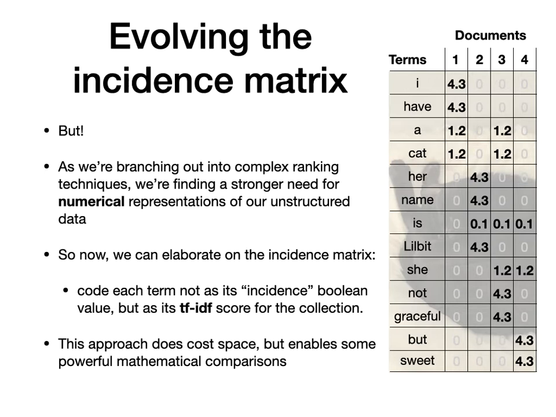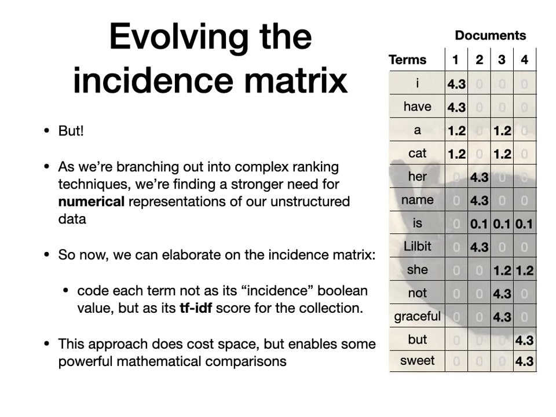So yeah, we can elaborate the incidence matrix and turn, instead of just the Boolean incidence value of, oh, was this term present or not, we can go the whole way and compute the TF-IDF score across the collection, right? So in this case, we see that like the unique terms in my little fake toy version here, I and have, they only occur in this one document. They're going to have high scores. Whereas A occurs in a couple of documents and cat does too. They're a little bit lower. Is occurs in 3 documents. It's going to be very low, right?